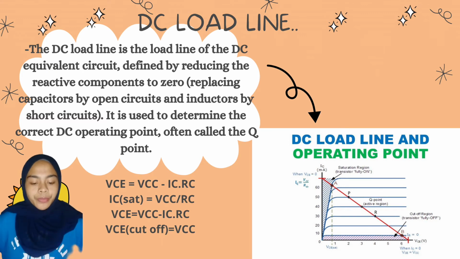For the formula, VCE equals VCC minus IC times RC. IC equals VCC divided by RC. VCE equals VCC minus IC times RC. VCE cut off equals VCC.